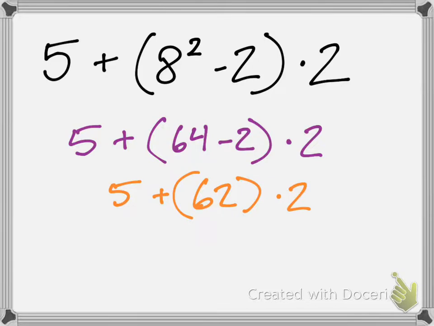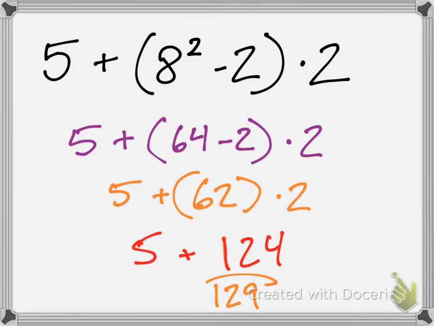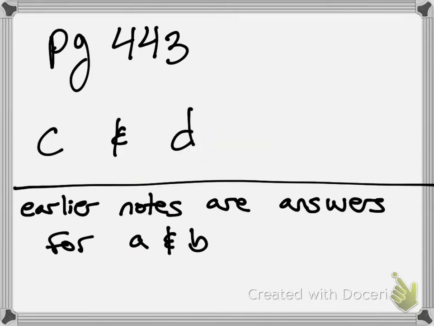Multiply the 62 and the 2. What is 62 times 2, Chase? 124. I want to do it in a different color. 124 plus 5. What's 124 plus 5? Let's see what it is, Caesar. 129. Excellent. Okay, go to page 443 and do C and D.